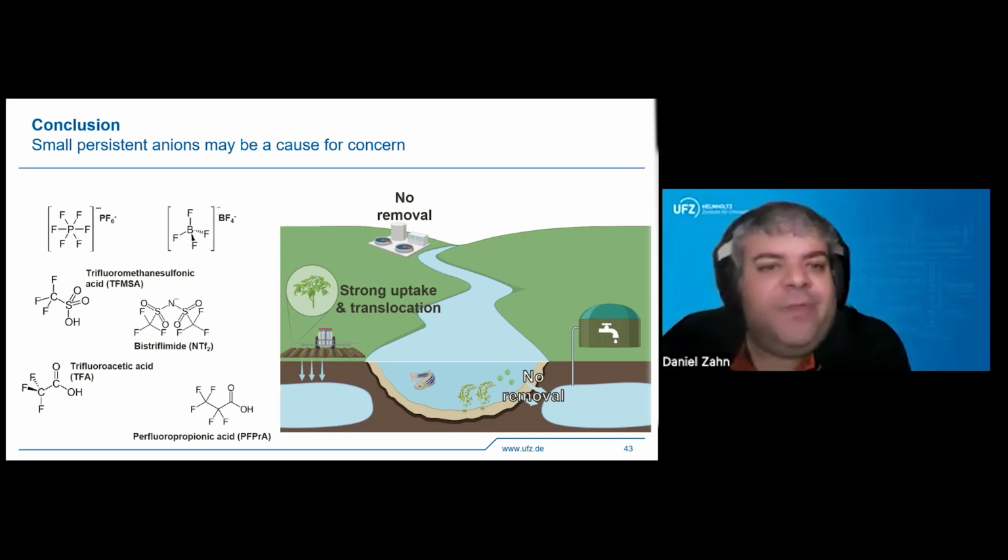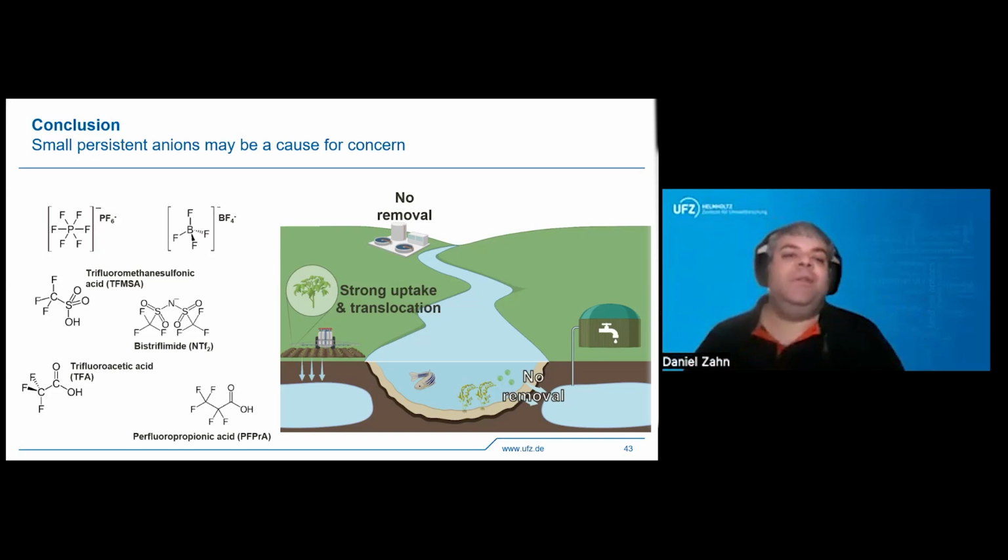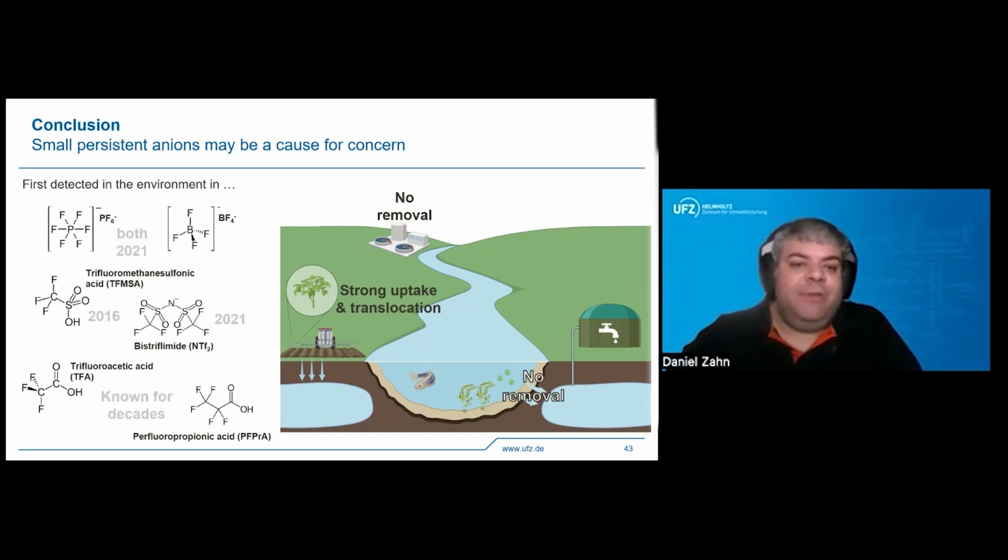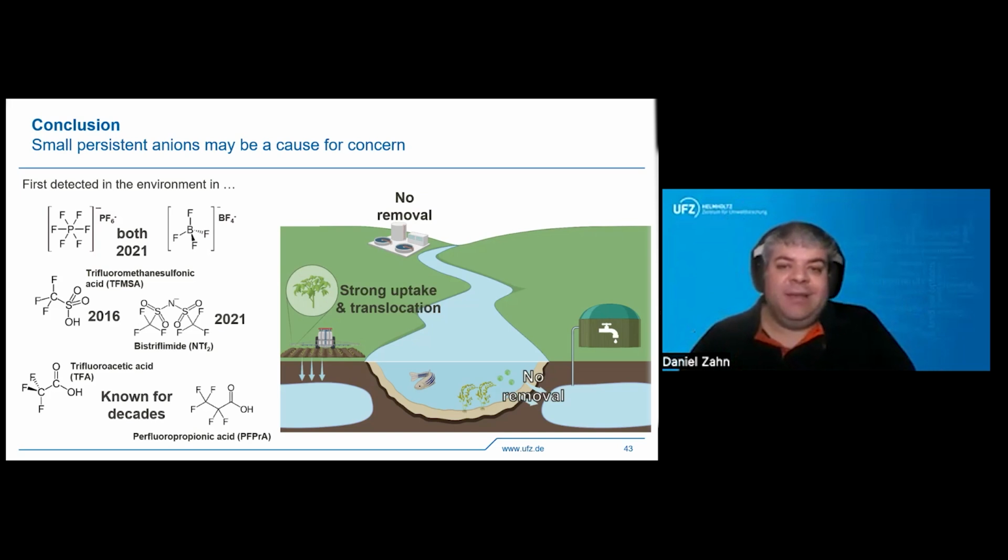And almost all of them fall into this chemical space of small, very persistent anions. We have, of course, our inorganic chemicals here and the PFAS. Some of them, like TFA and propionic acid, have been known for a long time. But some of them we discovered fairly recently, in the last 5 to 10 years. So this is a chemical space that is worth further investigation.